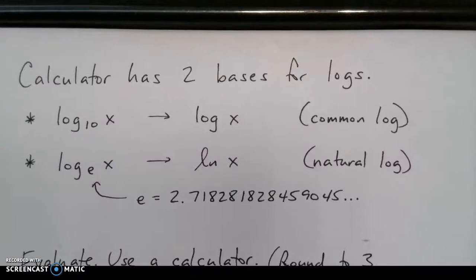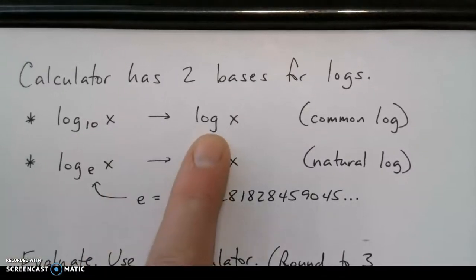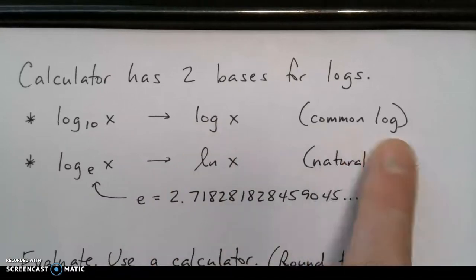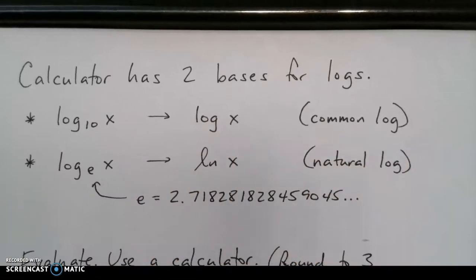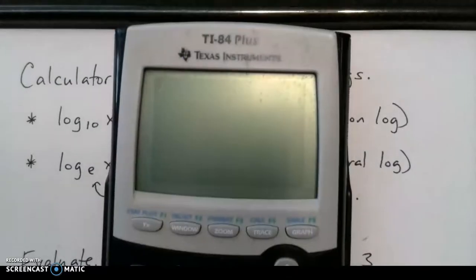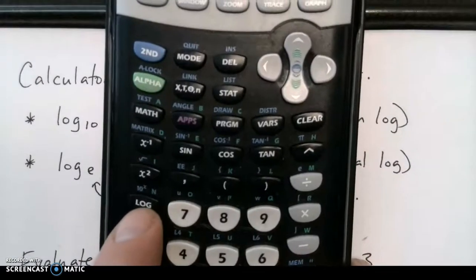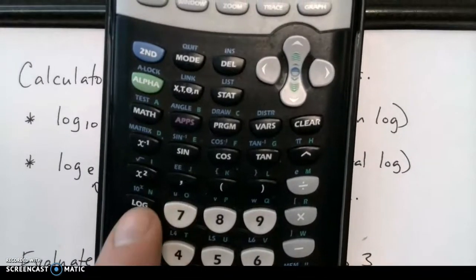One of them is log base 10 of x. That's just written as log without the base attached. And that's called common log or common logarithms. And on the calculators that we have in class, the TI-84s, that log button is right here on the left side next to the 7. Okay?